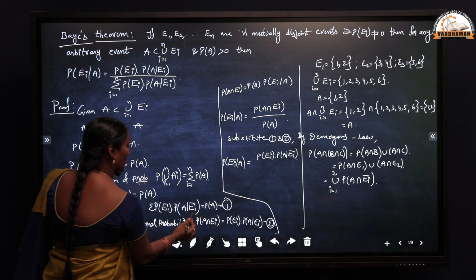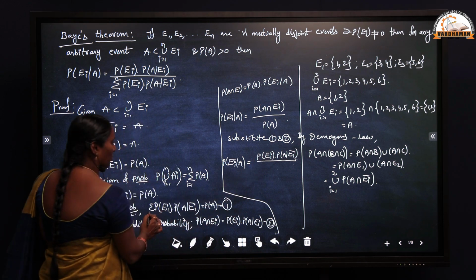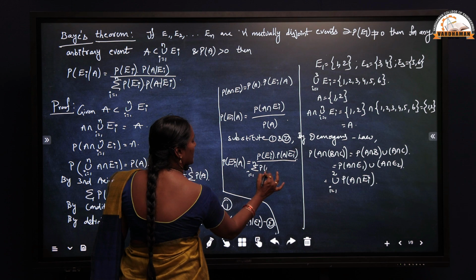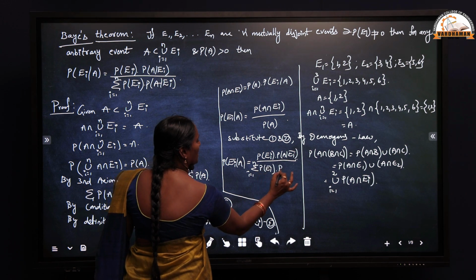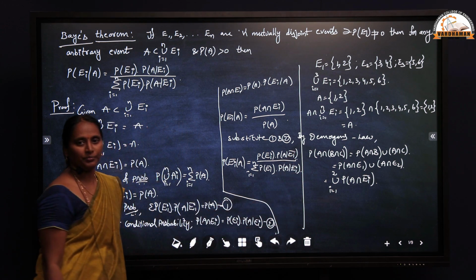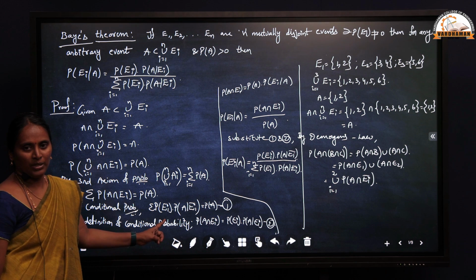Substituting equation 1 in the denominator, P of A is the summation of P of Ei into P of A given Ei, with n elements. So now Bayes theorem is proved.